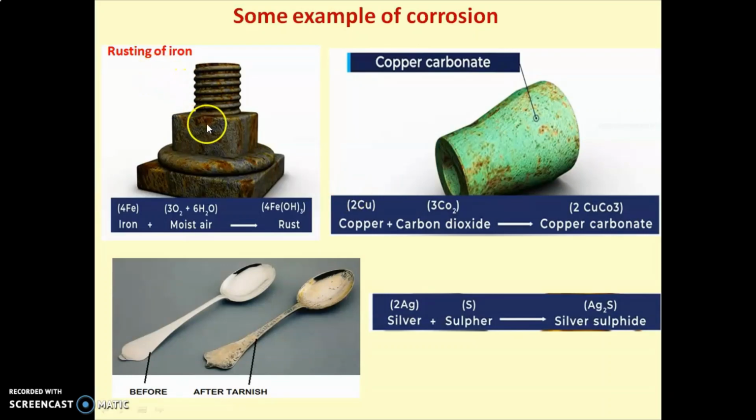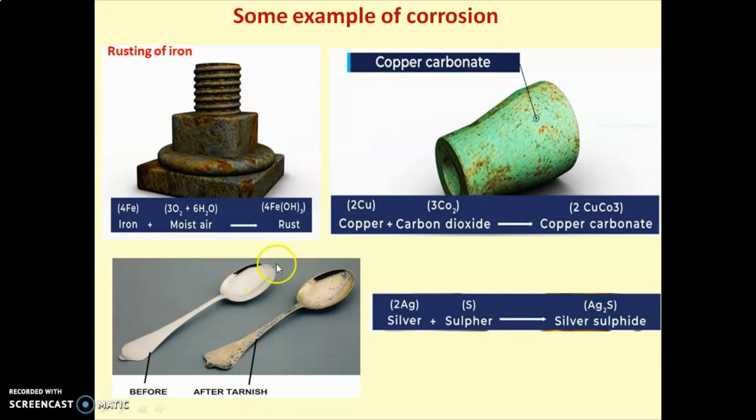An example is the rusting of iron. Iron reacts with moist air, oxygen and water, giving rise to ferric hydroxide, which is nothing but a rust compound over the pure metal. Here this glass is made from copper, but the surface looks green. Why? Copper reacts with the carbon dioxide in its surroundings and gives rise to copper carbonate, which makes the surface green in color. This is the corrosion product.